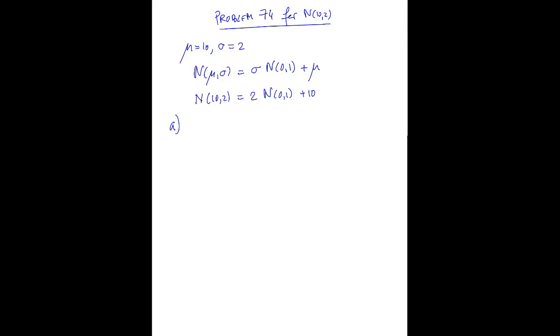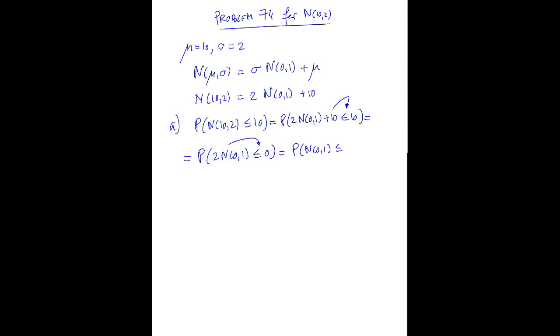Part A is asking to compute the probability of our normal distribution 10, 2 being less than or equal to 10. We standardize, and this is the probability of 2 times the standard normal plus 10 being less than or equal to 10. The 10 goes to the side subtracting, and that's equal to the probability of 2 times the normal 0, 1 less than or equal to 0. Divide by 2 both sides, though really it is not needed, but anyway, the probability of a normal 0, 1 less than or equal to 0.